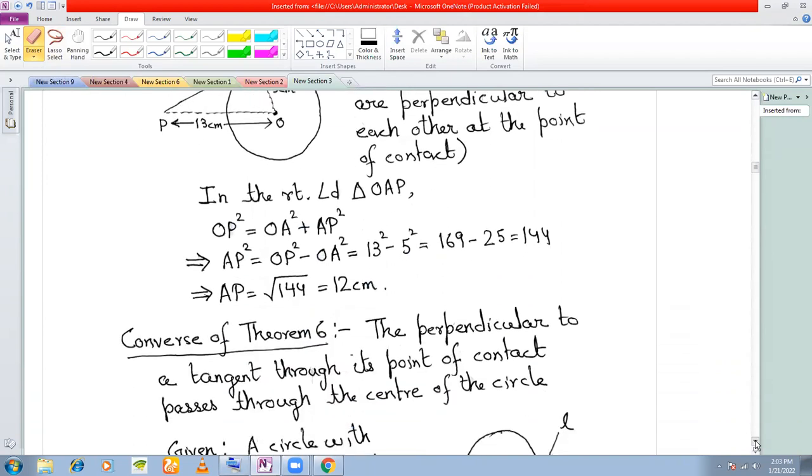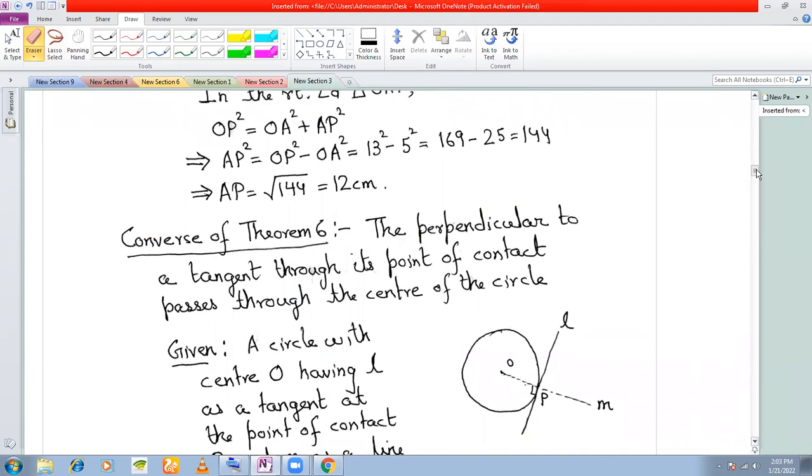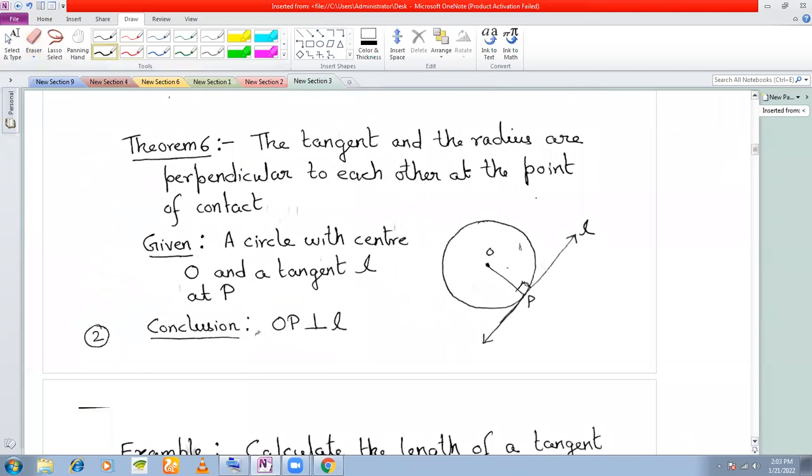Moving on. Now we come to the converse of this theorem. If you remember, this converse was not there in your class 8. In the theorem, I said if a tangent is given to you, where P is the point of contact of the tangent, and if you draw any line through the center, this angle must be 90 degrees. Now, what if I interchange these two? That is, if this was given to you, you can conclude this, right? That is what is meant by the converse. So let's see what the converse of this theorem states.